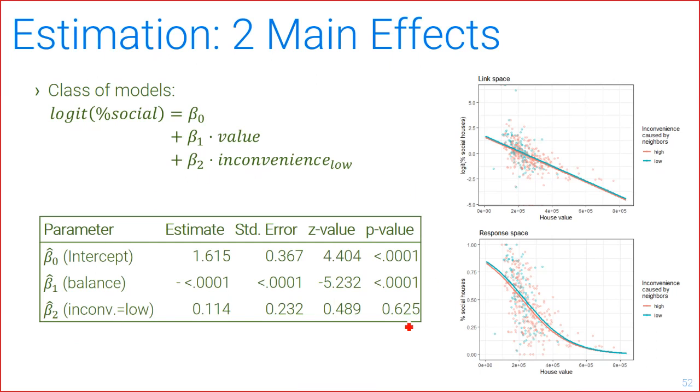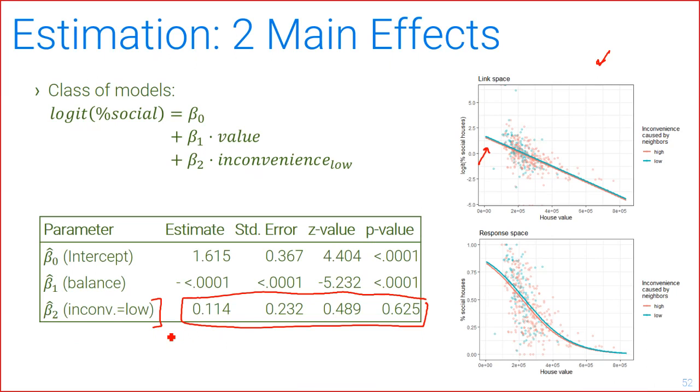So in this case, what we have is a deviation for the case of low inconvenience. The interpretations of the coefficients are essentially the same in this transformed space. And what we see is that in this case, this variable doesn't seem to be statistically significant. And actually, if you look here, the two regression lines seem to be kind of overlapping. So it appears that this one factor, the degree of inconvenience caused by neighbors, doesn't have an effect on the response. So you could decide to just take it out of the model.